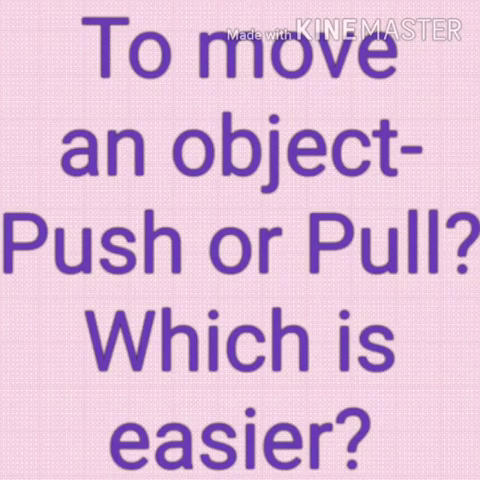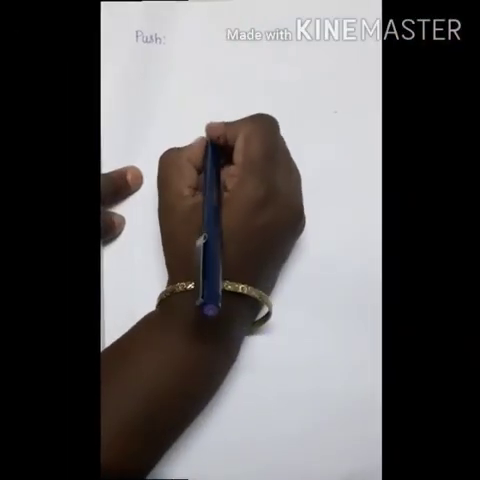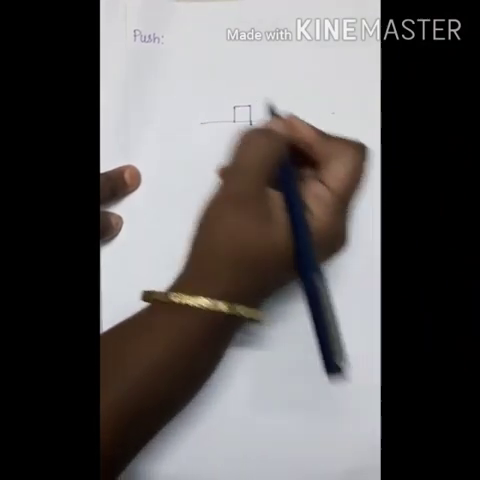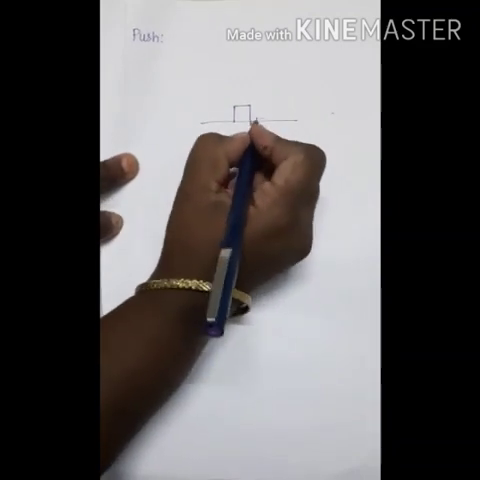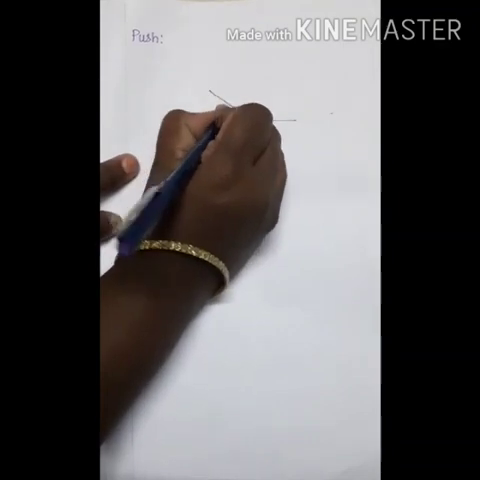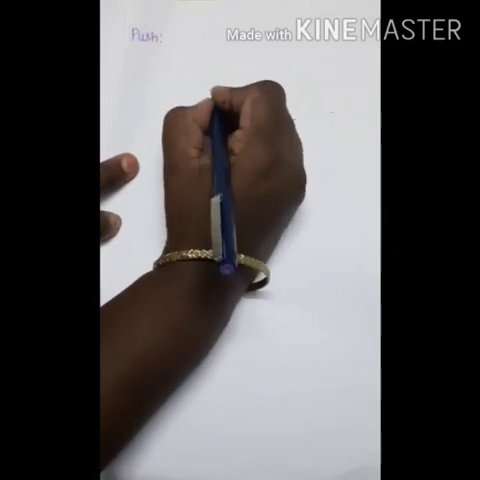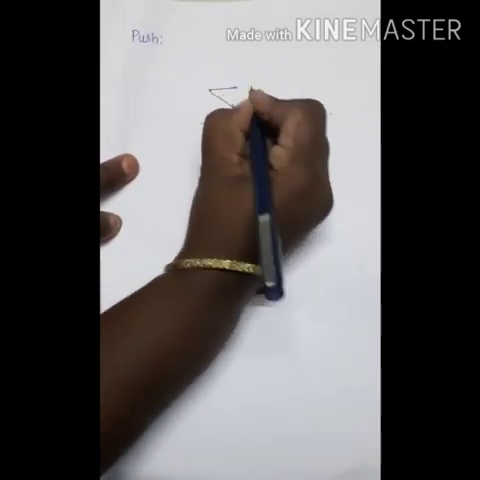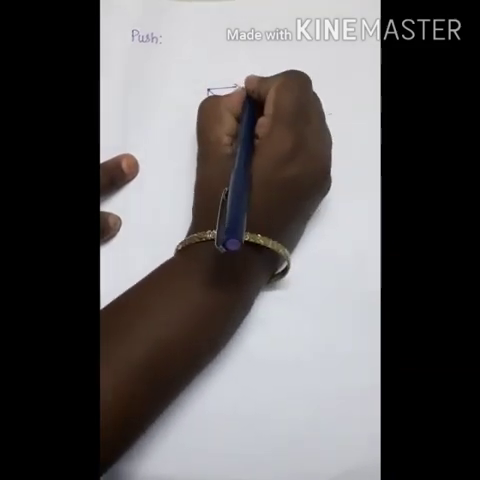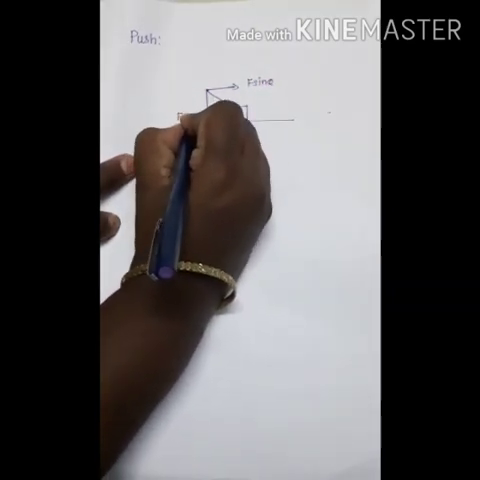The next one, to move an object, push or pull, which is easier? Let us consider an object placed on the surface. When a body is pushed at an arbitrary angle theta, between 0 to 90 degrees, the applied force acts in this direction. The applied force can be resolved into two components, one parallel force and another perpendicular force. The parallel force is taken as F sin theta, and the perpendicular force as F cos theta.